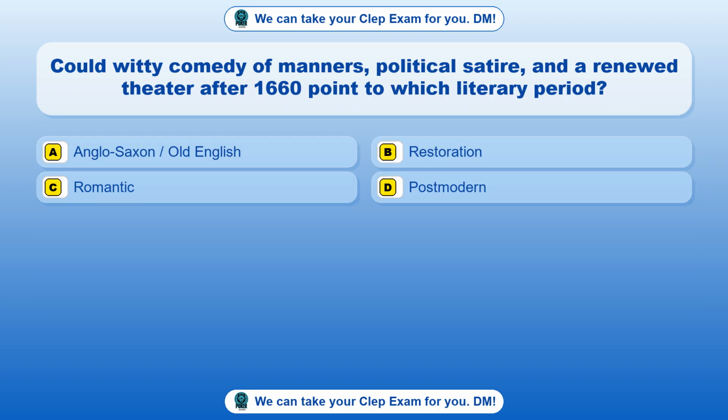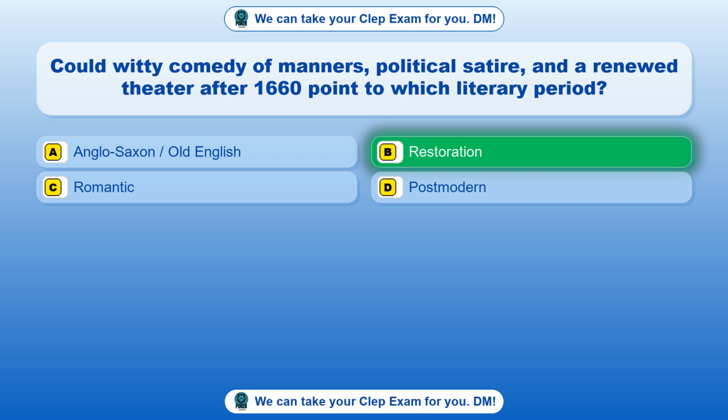Question 3. Could witty comedy of manners, political satire, and a renewed theatre after 1660 point to which literary period? Option A. Anglo-Saxon/Old English. Option B. Restoration. Option C. Romantic. Option D. Postmodern. The correct answer is option B.